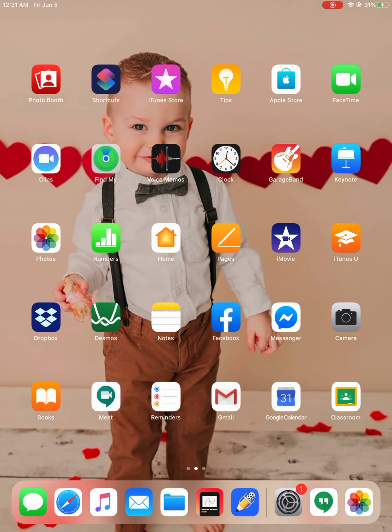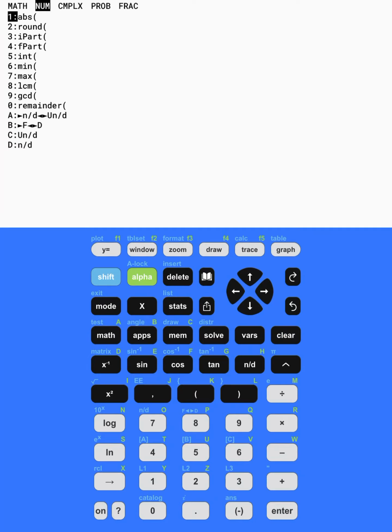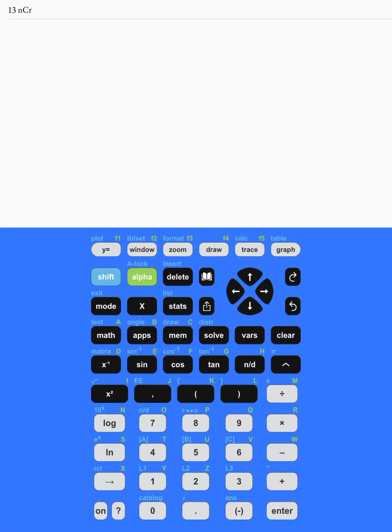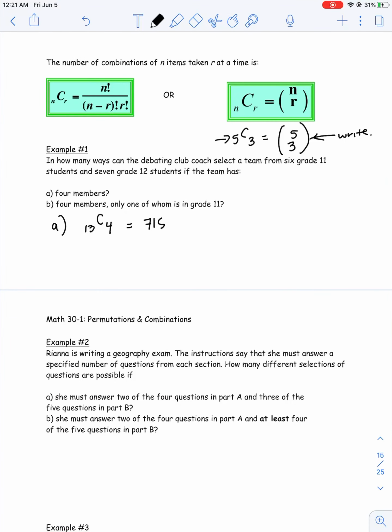And we can put this into our calculator by going to our graphing calculator, clearing whatever we have there, putting 13, math, probability, number 3, and then we're going 13 choose and then 4 equals 715 as my answer. So make sure you're using the right number and the right calculator buttons.